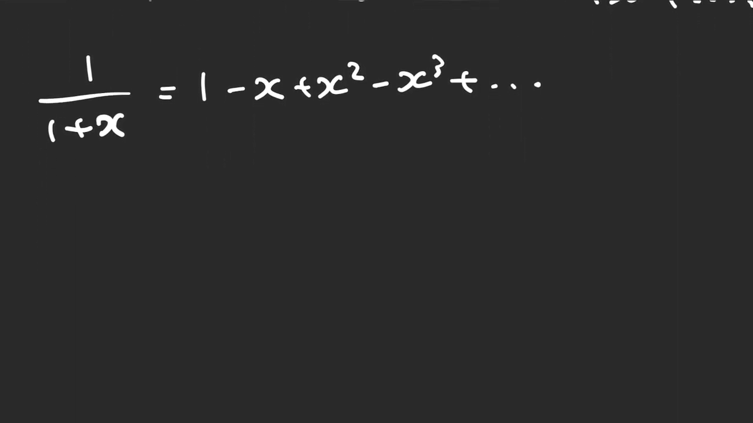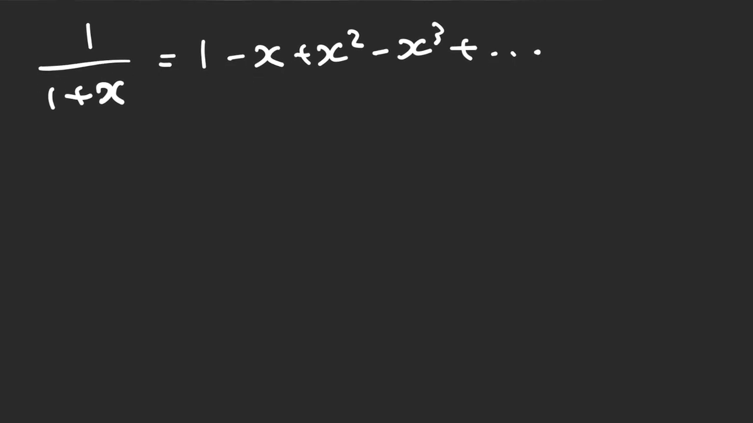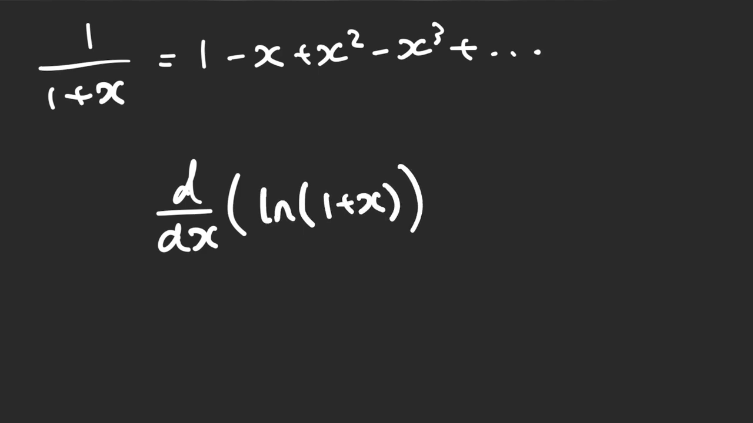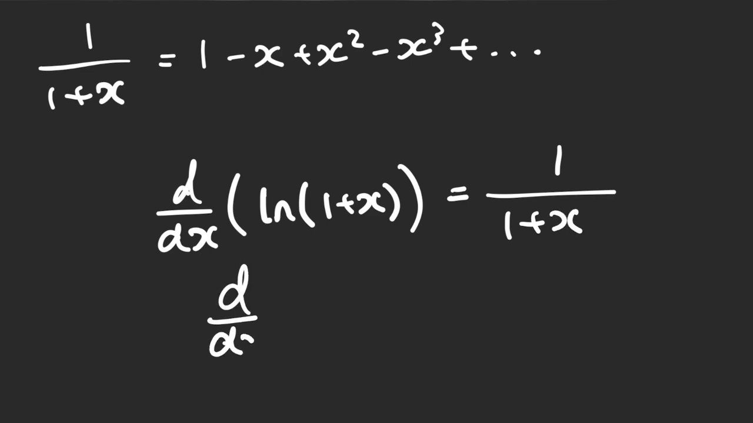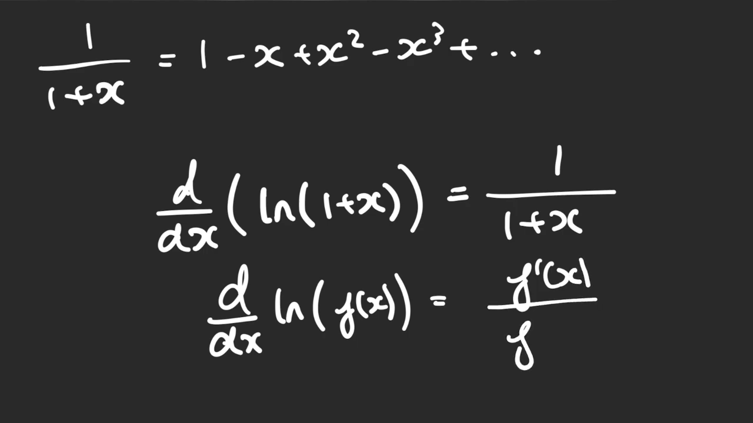So we're going to look at the link between 1 over 1 plus x and ln of 1 plus x. Now, I'm sure some of you can already see it, but if you were to differentiate ln of 1 plus x with respect to x, you would get 1 over 1 plus x, because the derivative with respect to x of ln of some function of x is equal to the derivative of that function divided by the original function.